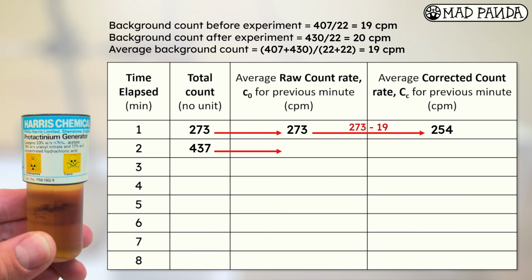For the second minute, we have to subtract the previous total count from the new total count in order to obtain the raw count rate for the previous minute, and then subtract the average background count to obtain the corrected count rate of 145. And then you'll need to continue for the remaining data and then plot a graph of corrected count rate on the y-axis against time elapsed on the x-axis.